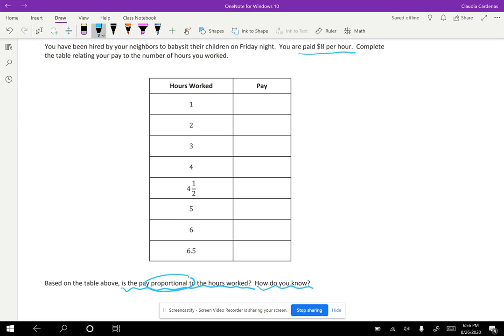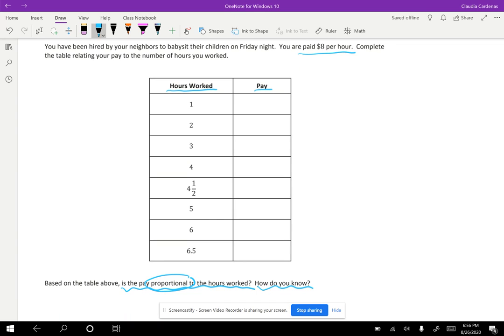Okay, so what are the two things that we are comparing in this problem? Well, they're talking about hours worked and they're talking about pay. So I'm going to keep that in mind. And specifically, what is the problem asking us to find? Well, it wants us to see if the pay is proportional to the hours worked. So I circled that word proportional because I know it hints at something really specific about this table.